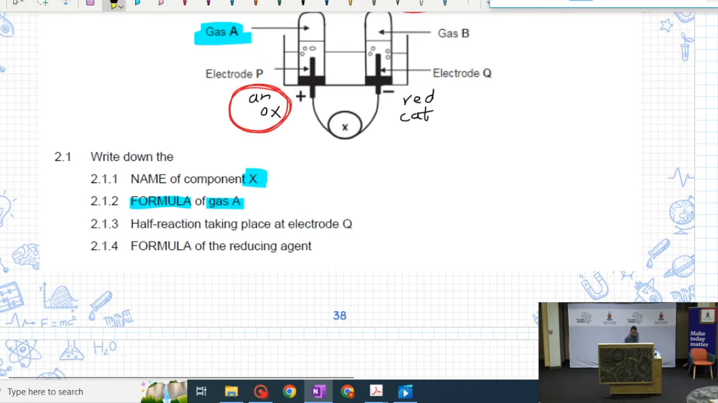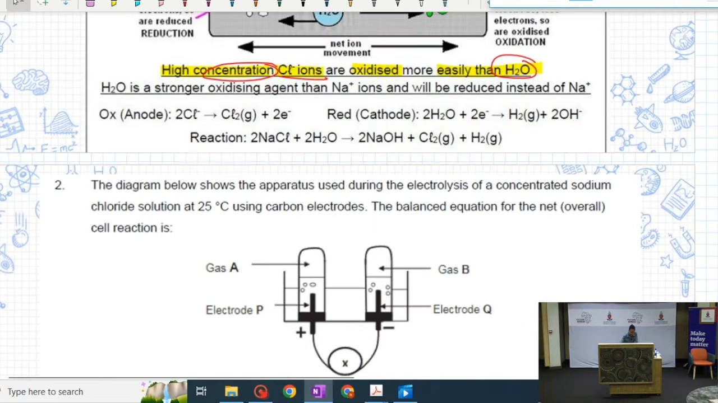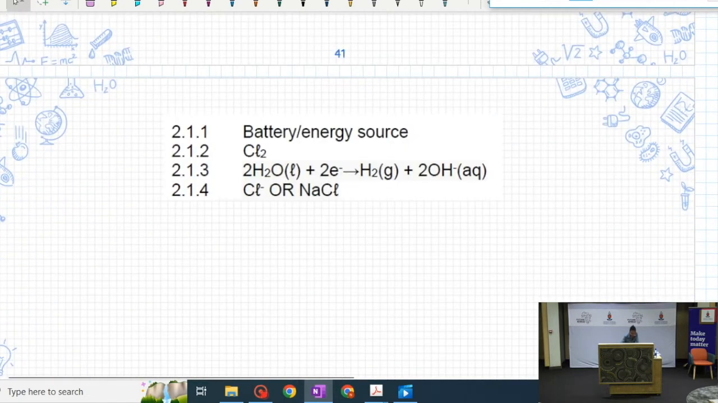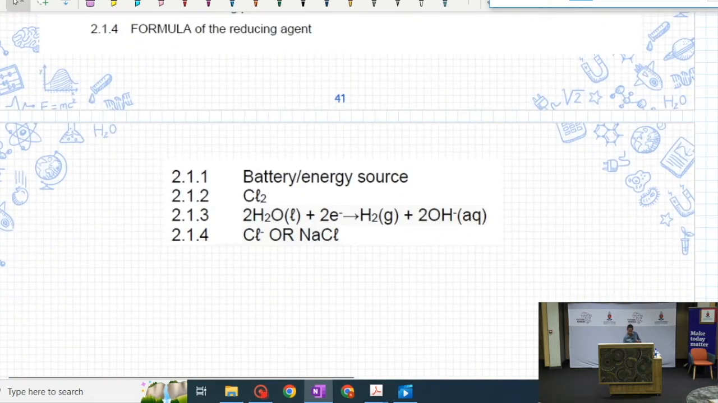They say the half reaction taking place at electrode Q. Over there, you're welcome to make use of your table of standard reduction potentials. But even if you take a look over here, I have included this for you. So go and learn that whenever you have the electrolysis of sodium chloride, this is going to be your reduction half reaction, right? And over here we have H2O plus 2 electrons forms H2 gas plus OH minus ions.